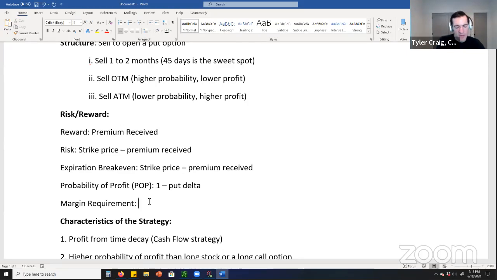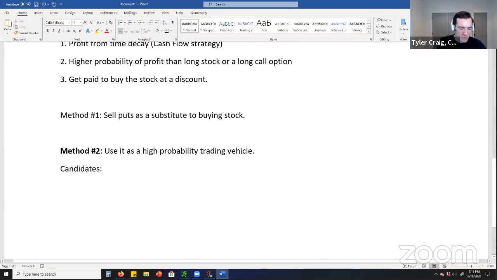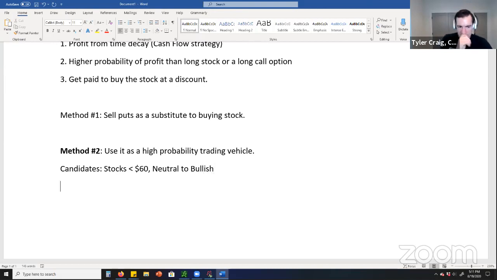Your margin requirement is usually about 15% to 20% of the stock price. And so if you sell puts on a really expensive stock, they're going to tie up a fair bit of money. I think most people prefer to look for cheaper stocks, maybe stocks under, I don't know, $50, $60 that are neutral to mildly bullish. Okay, that's how I would look for these. And so let's do that. Let me go to my watch list here.